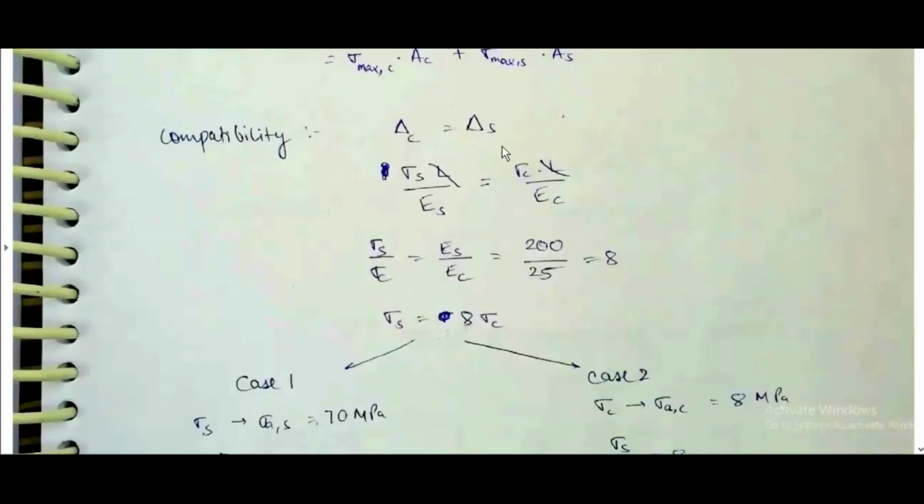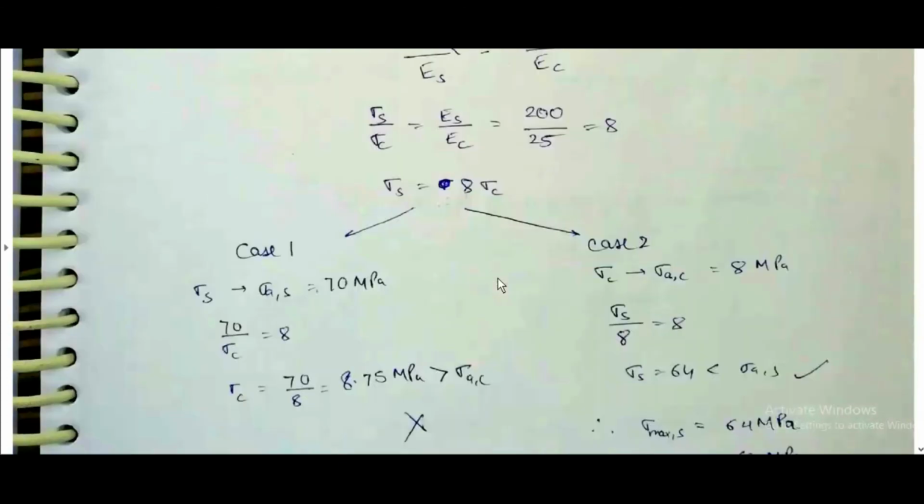Compatibility: delta C is equal to delta S, as it is a composite bar. Delta C and delta S, steel and concrete, both should be the same. Sigma S L by ES is equal to sigma C L by EC. Sigma S by sigma C is equal to ES by EC, which is 200 by 25, equal to 8. Sigma S is equal to 8 sigma C.